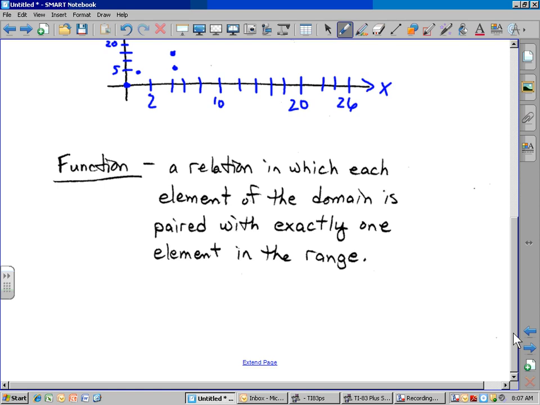I didn't write it down this way, but you may have heard for every x there's exactly one y. Maybe a little bit more of a definition you've heard in the past. For every element in the domain, that's for every x, it's paired with exactly one element in the range. It's exactly one y.